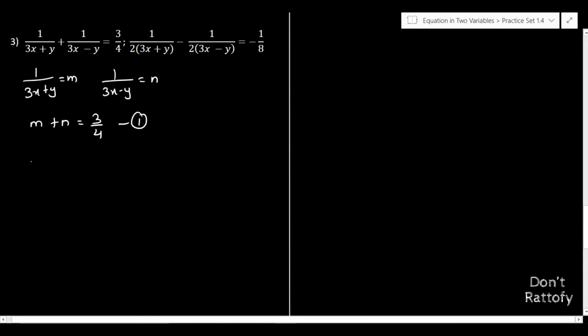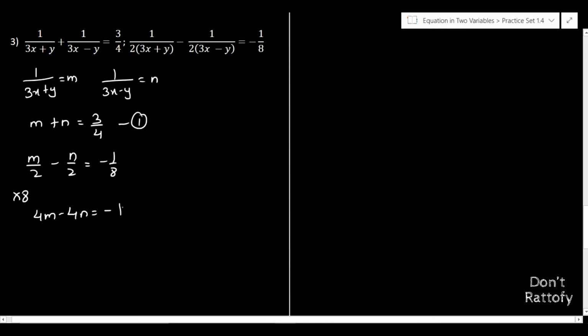Similarly, in the second equation I'll have m upon 2. Now remember, there is a 2 in a bracket in the denominator, which we are not considering in m and n, right? So we have to take that. Similarly, minus n upon 2 is equal to minus 1 upon 8. I don't want 8 in the denominator. So what I am going to do is I'll multiply the following equation throughout by 8. So I'll have 4m minus 4n is equal to minus 1.